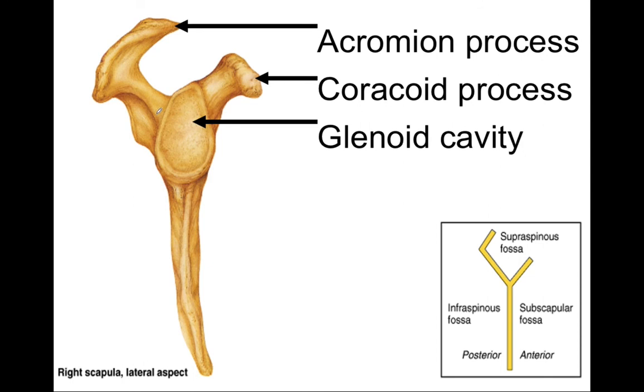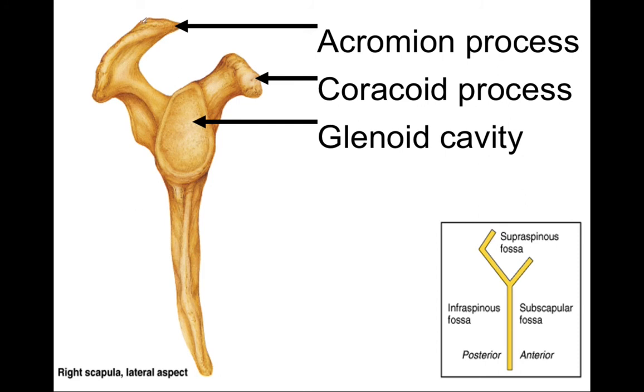We'll start with the glenoid cavity. The glenoid cavity, sometimes also referred to as the glenoid fossa, is the place where the humerus bone will come to articulate with the scapula. Again, the humerus bone is the arm bone that stretches from the shoulder down to the elbow. So that particular bone is going to come in and sit nicely right here in the glenoid cavity.